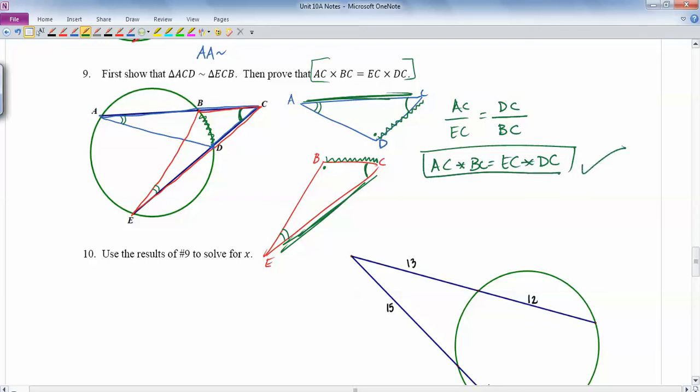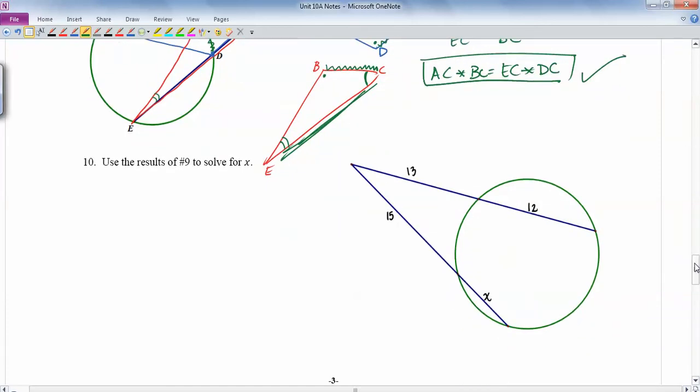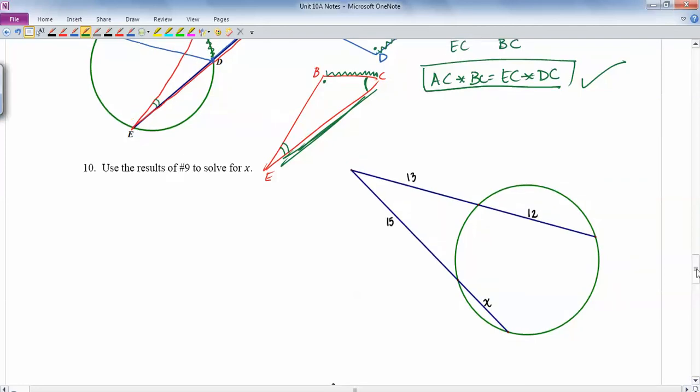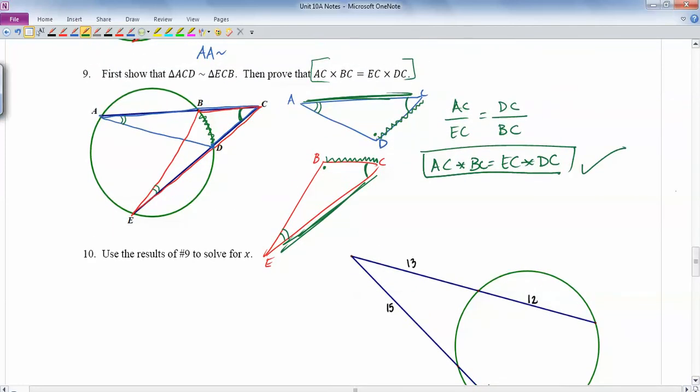Okay. So there's a way. Let's take a look at this next one. Use the results of number 9. Okay. This one, the way to look at this is a little different. Let me erase this stuff that's in the way here from the original diagram. Notice all of these segments are parts of the original diagram.